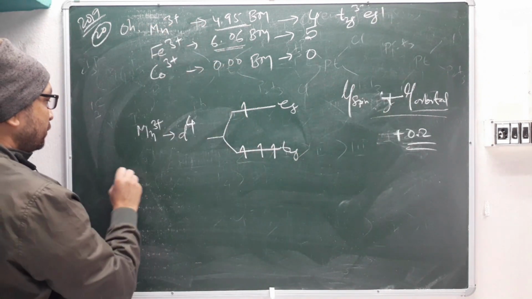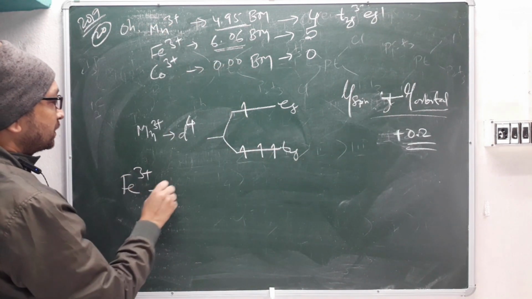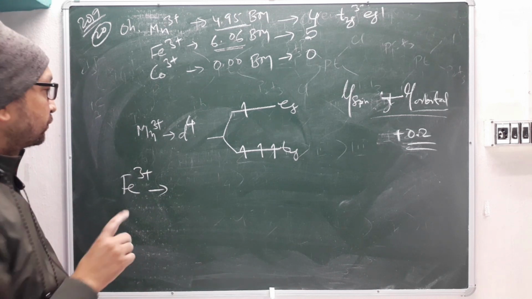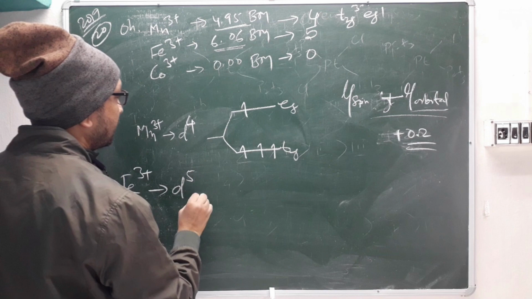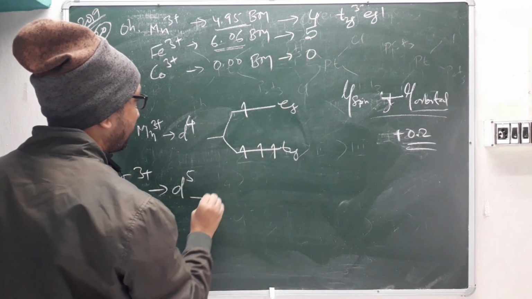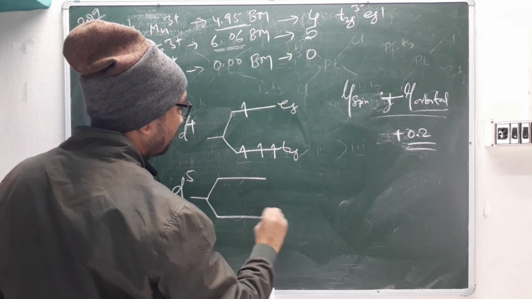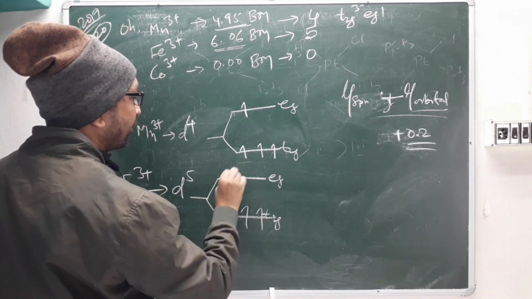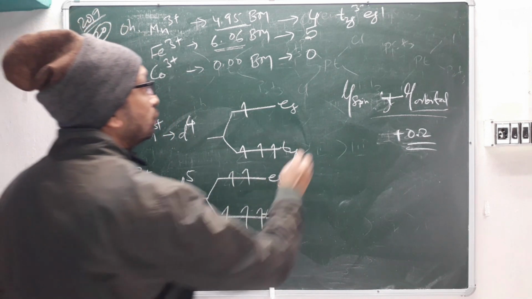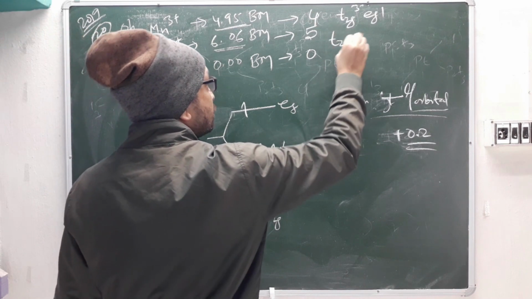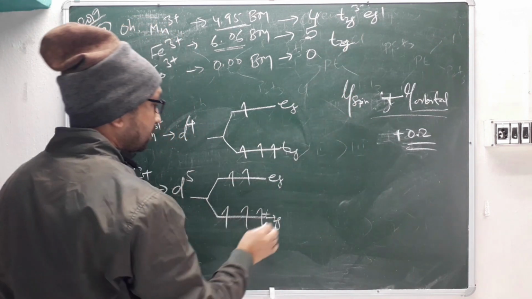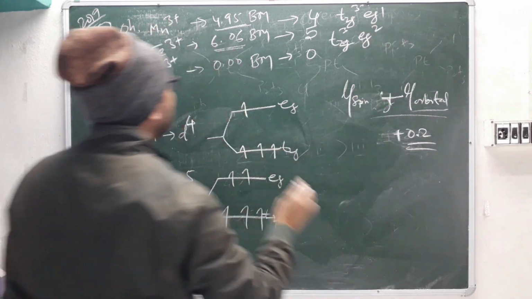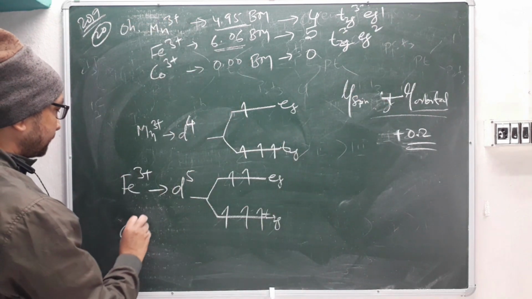For the second one, take iron 3 plus. For iron 2 plus it will be D6, for 3 plus it will be D5, correct? And they are saying all 5 are unpaired, which means it is also a high spin complex. Just draw it, 1, 2, 3, 4, 5, right? So what is the electronic configuration? It is T2G, how many are there? 3, and EG, how many are there? 2.